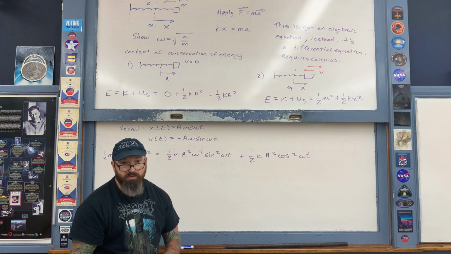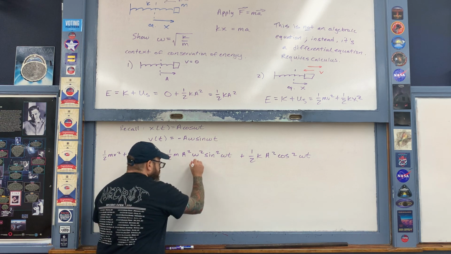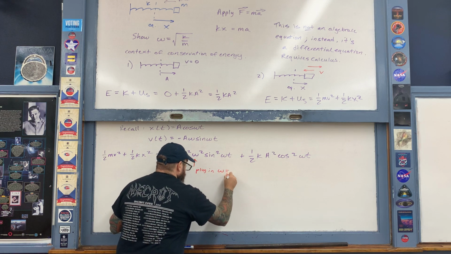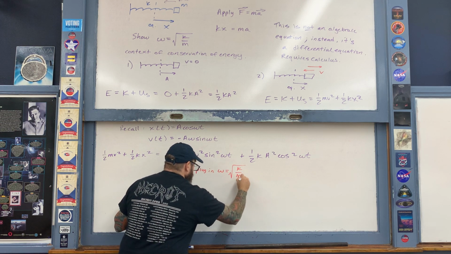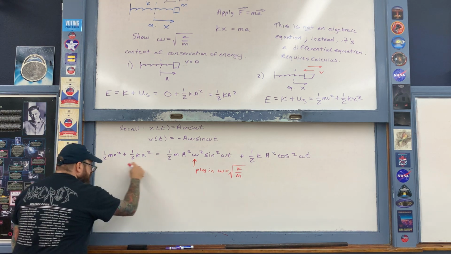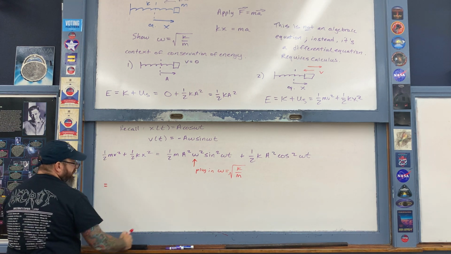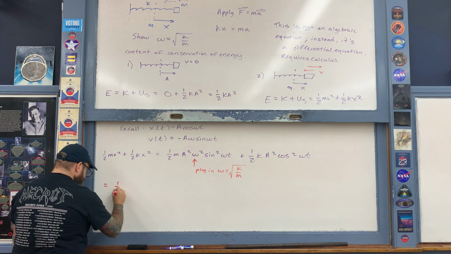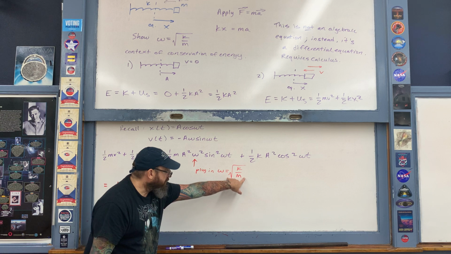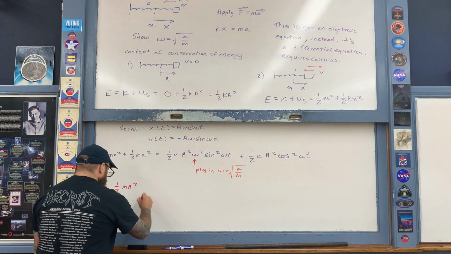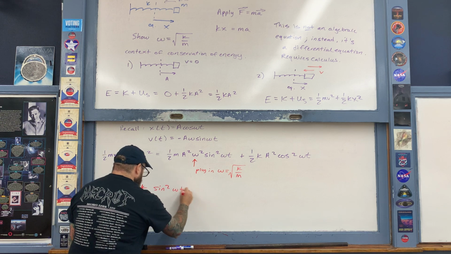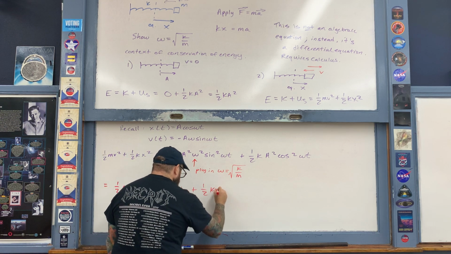Omega is equal to the square root of k over m. What I'm going to do is plug that into here. Now let's see what happens when I do. So this quantity here is equal to the following. First of all, 1/2 m, a squared, and then times omega squared. So square this and the radical sign goes away, like so. And then I have the other term over here, like so.